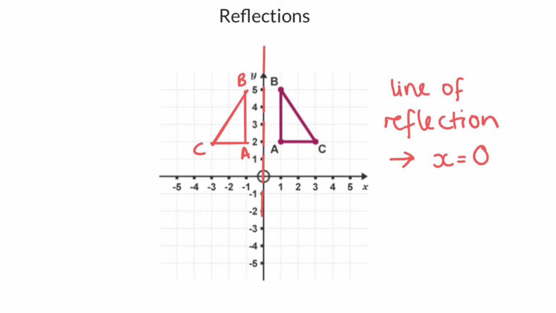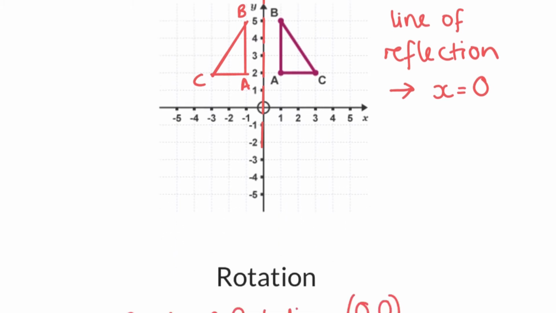So let's have a look at the ways that we can manipulate a shape. The first example is a reflection. A shape can be reflected, so it's a mirror image. The shape is exactly the same size, it's just been flipped over. You'll often be asked to write down the equation of the mirror line. In this example, the equation of the line is x equals 0.